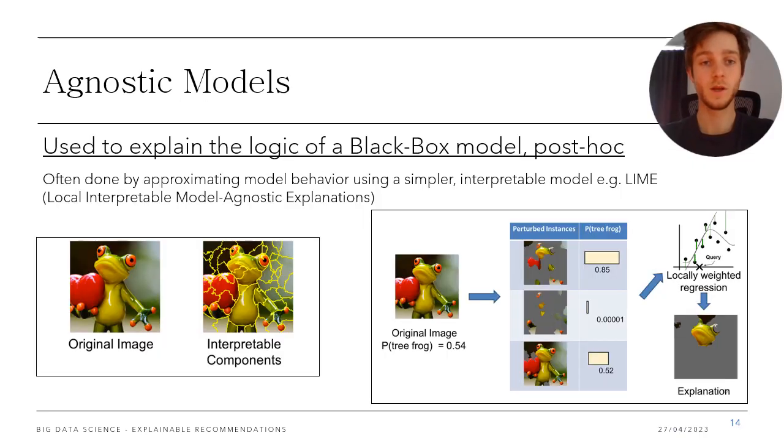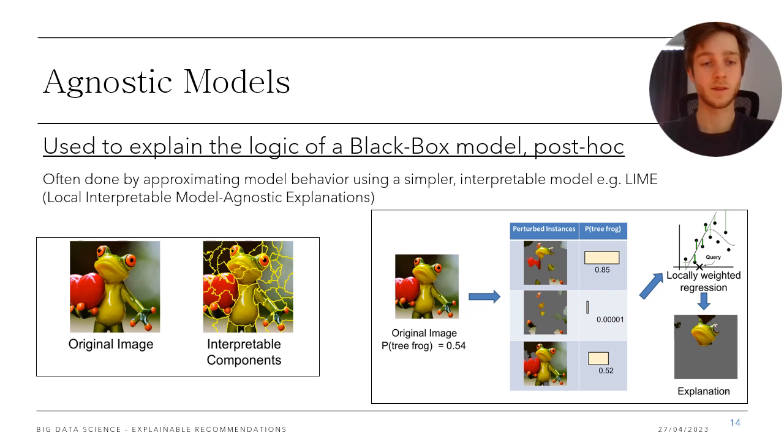Then lastly, we take a look at the other approach, the agnostic models. Like we said before, with this approach we are not limited in our choice of model. This time we will generate an explanation after the black box recommender system has made the recommendation. This is often done by approximating model behavior using a simpler interpretable model like, for example, LIME. This stands for Local Interpretable Model Agnostic Explanations, and this can explain individual predictions.